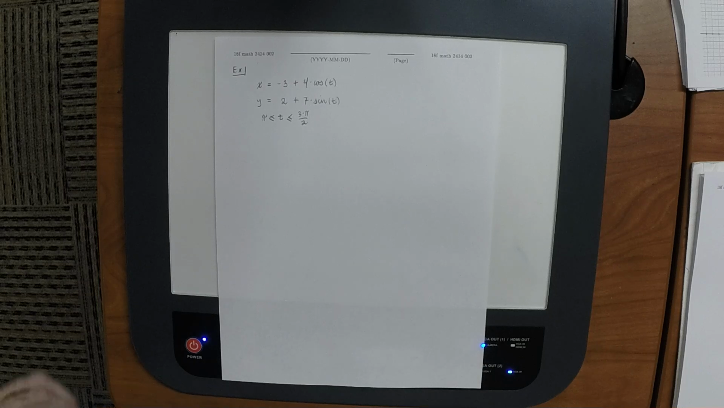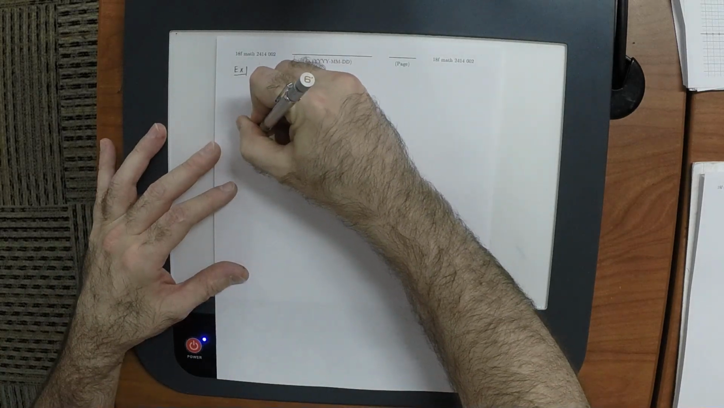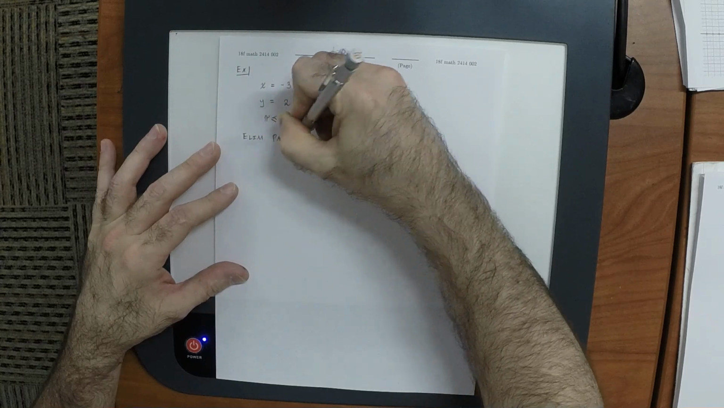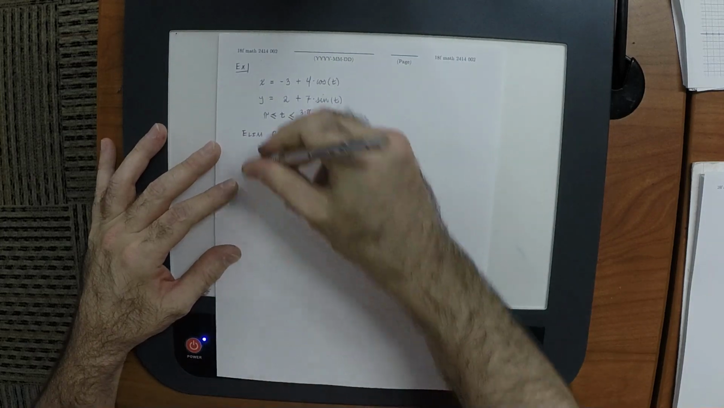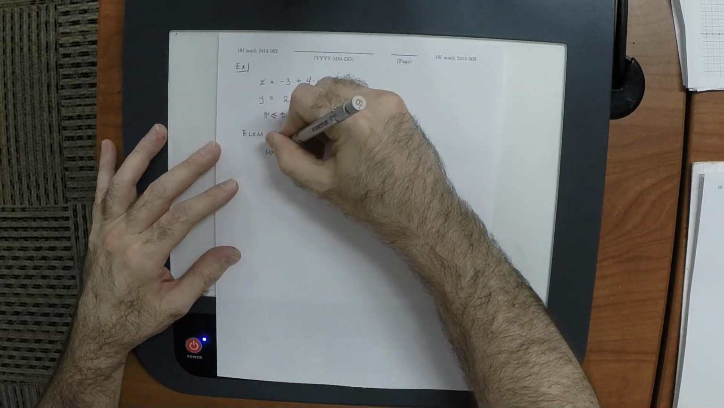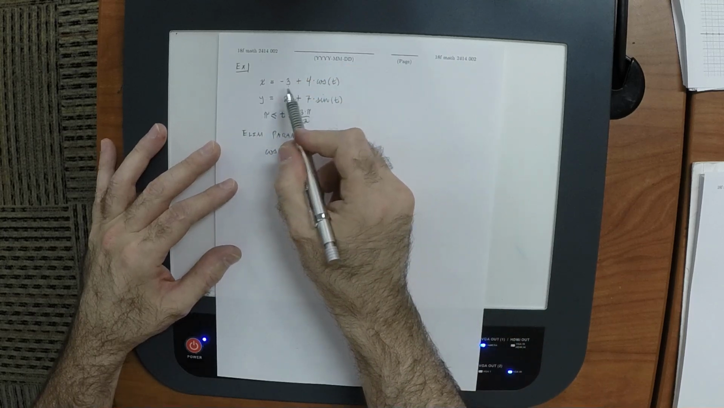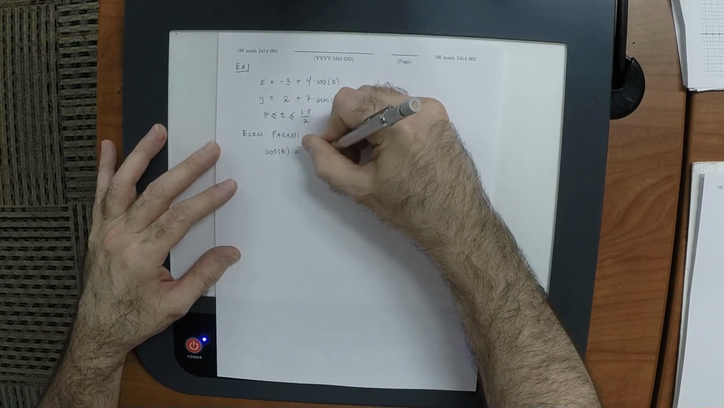Okay, so in the interest of time, for the instruction, eliminate the parameter. Concerning the x equation, we can solve for cosine. If we wanted to solve for cosine t, we'd need to move that -3 over and then divide by the 4. So we'd have (x plus 3) over 4.